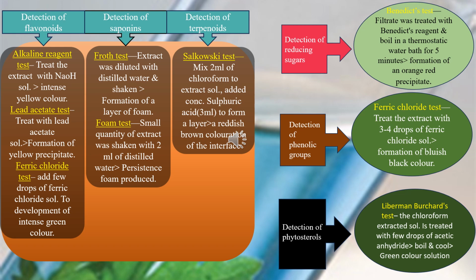In ferric chloride test for the detection of phenolic groups, the extract was treated with 3 to 4 drops of ferric chloride solution, and the formation of bluish black color indicates the presence of phenolic groups. And for the detection of phytosterols, in the Liebermann-Burchard test, the chloroform extracted solution is treated with a few drops of acetic anhydride, boiled and cooled. Then the formation of green color solution indicates the presence of phytosterols.